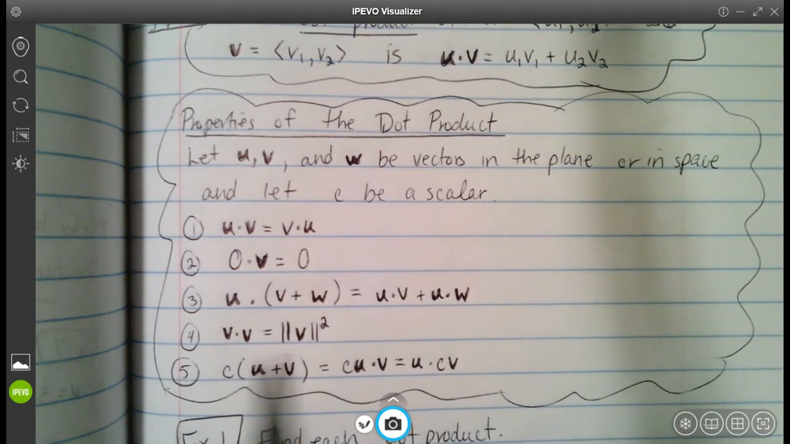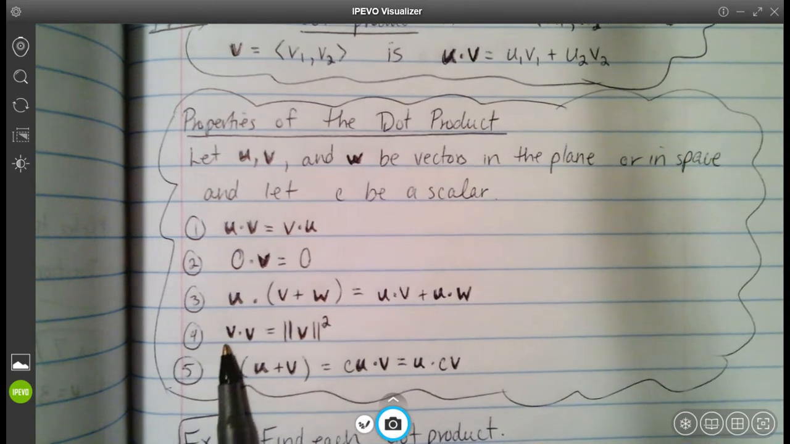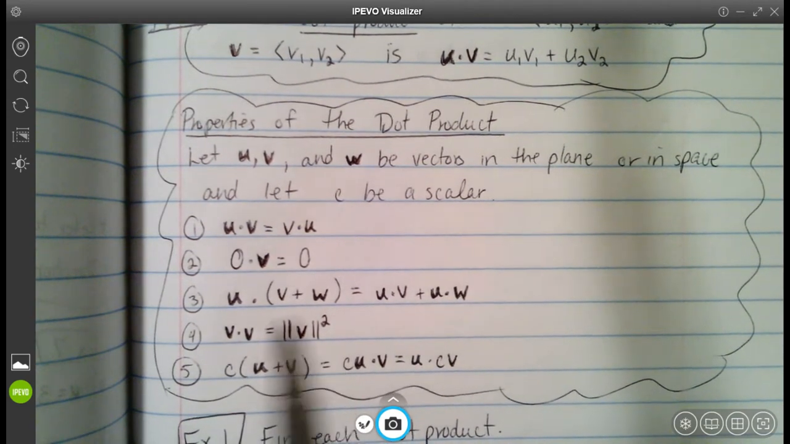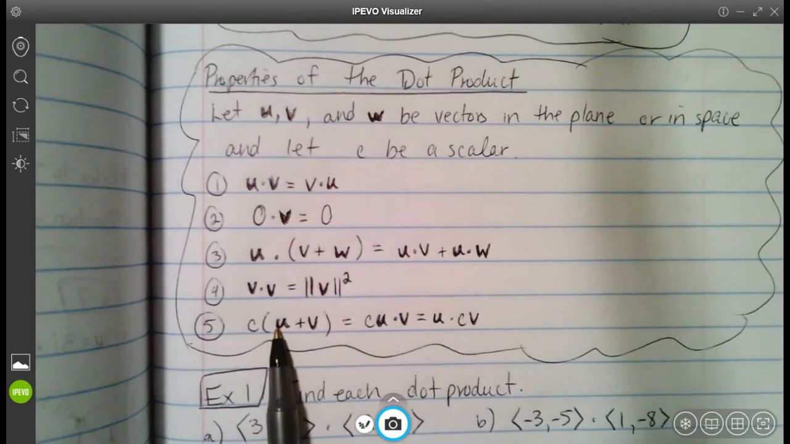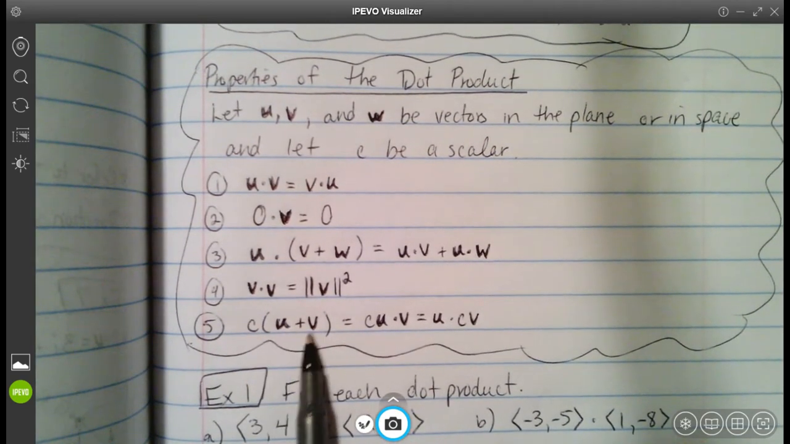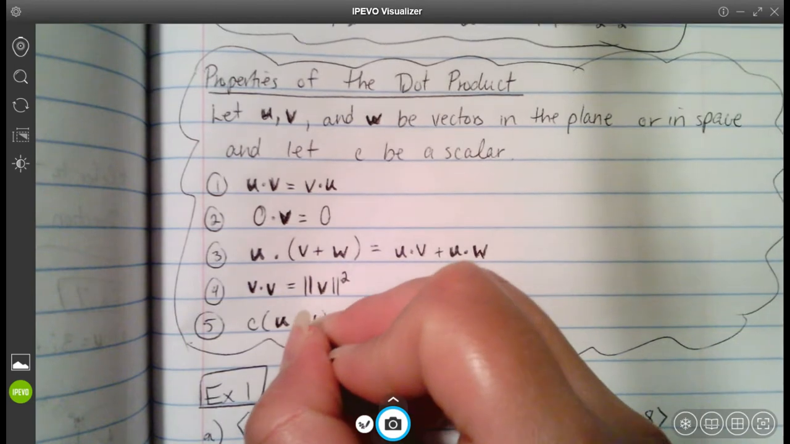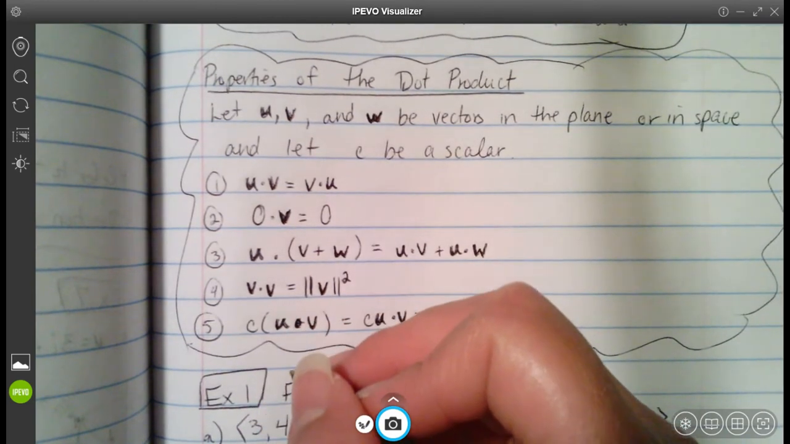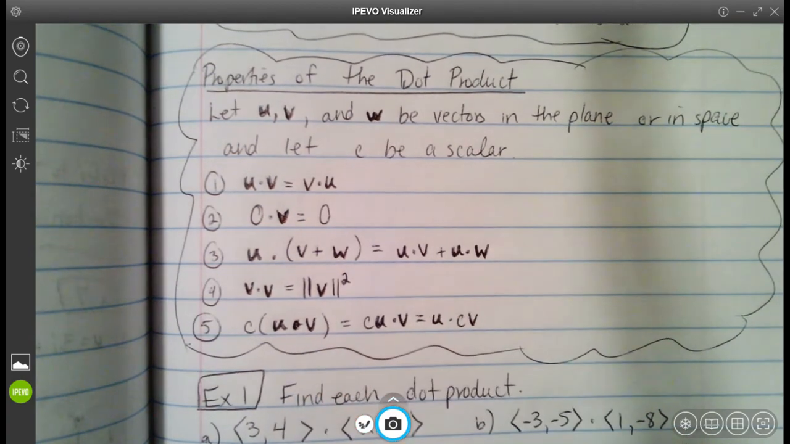And then we have the magnitude squared. The magnitude squared is actually going to be equal to the vector times itself. We're going to deal with this one a little bit backwards. You'll see what I mean in a bit. And then we finally have our scalar. c times the sum of u plus v is the same as c times, oh, actually this should be a multiplication, not an addition sign. Let me double check that real quick. Yeah, it should be multiplication.